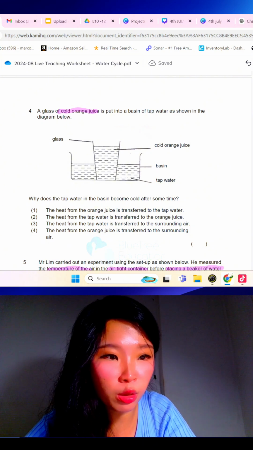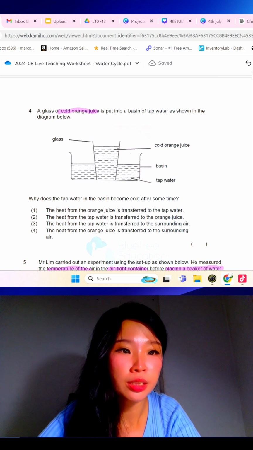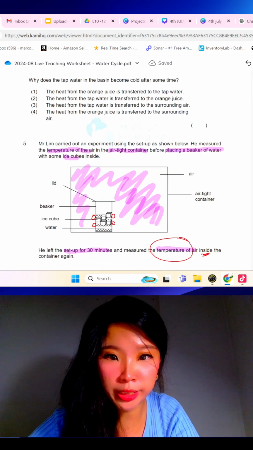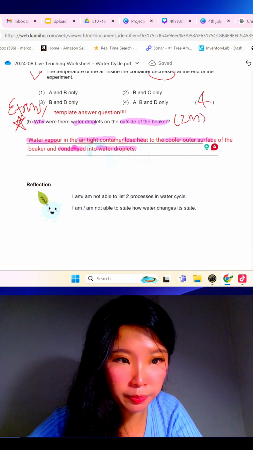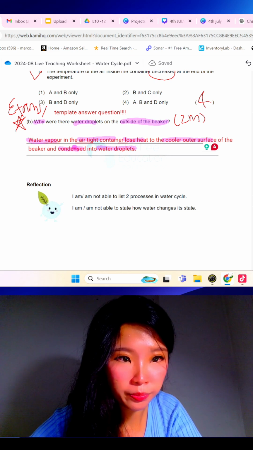Answer, need to include water, include vapor, touch surface, lose heat, and yes, need to write this one. You see the keywords? I highlight these keywords. These keywords are needed. The teacher will look at the keywords, alright?